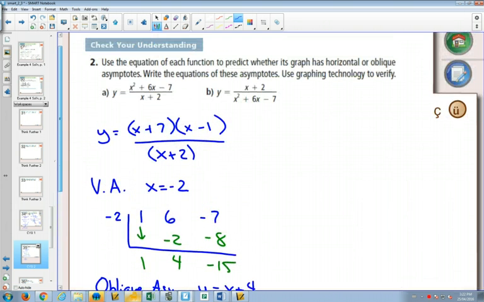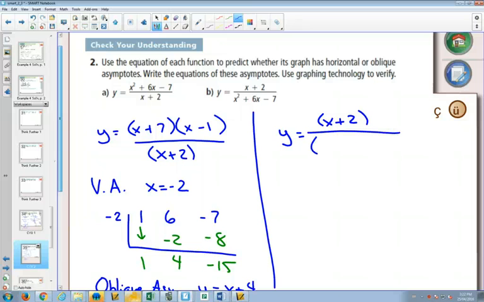For the second one, it's the same one, right? So when we factor it, nothing cancels out. So we're going to have no holes in our graph. So this one, your vertical asymptotes are your non-permissible values, x equals negative 7 and x equals 1.